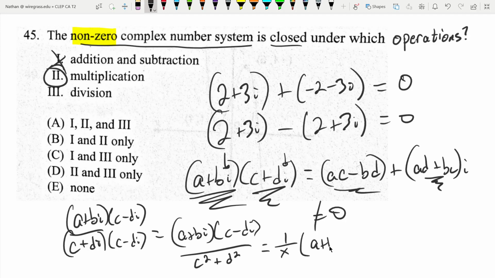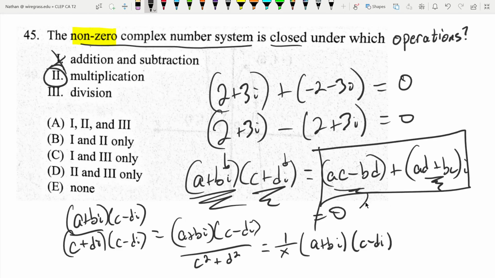And then we have A plus Bi times C minus Di. This is really just multiplication of two complex numbers. And we already showed that multiplication of two complex numbers is never equal to 0. So therefore, this will never equal 0 as well. So actually, 2 and 3 are the only ones that are true, D. But the book says A is correct, which is not true.